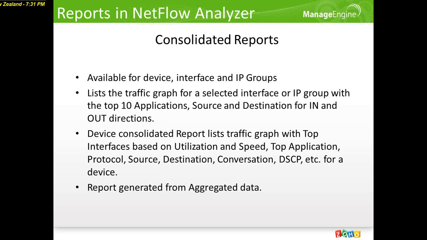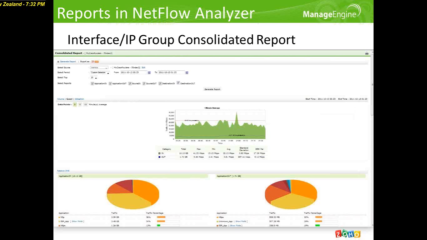If it is less than last 2 hours time period, and if you are storing raw data for more than 1 week, the report will be generated from raw data for last 2 hours time period for device, interface, and for IP group, it is completely from aggregated data. And if the time period selected is greater than last 2 hours, it will be from aggregated data. And interface or IP group consolidated report.